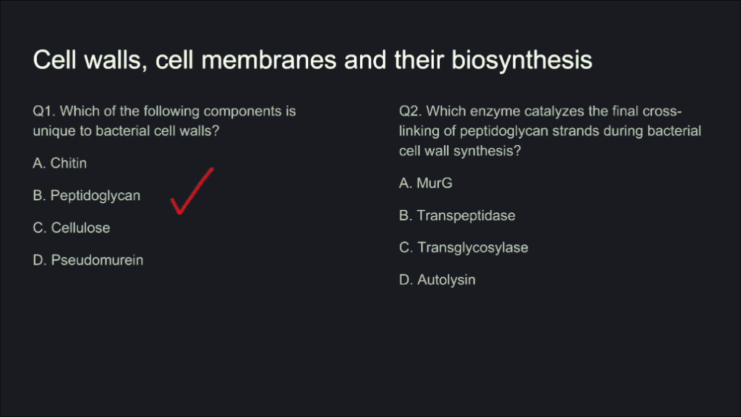Which enzyme catalyzes the final cross-linking of peptidoglycan strands during bacterial cell wall synthesis? Your options are A, MurG, B, transpeptidase, C, transglycosylase and D, autolysin. The correct answer for this question is option B, transpeptidase. Transpeptidases are penicillin binding proteins and they form peptide cross-links between glycan chains in the peptidoglycan.